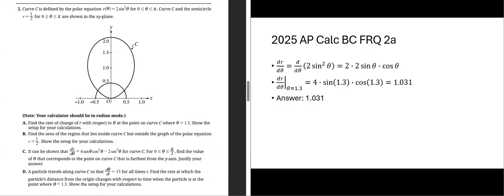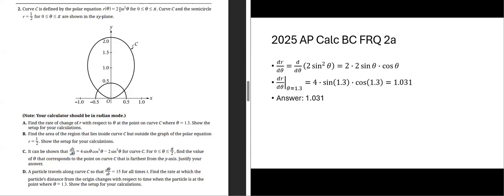Find the rate of change of r with respect to theta at the point on the curve C where theta is 1.3. Show the setup for your calculations. So we just have to differentiate r with respect to theta. I'm not finding dy/dx here. We're just differentiating r with respect to theta.